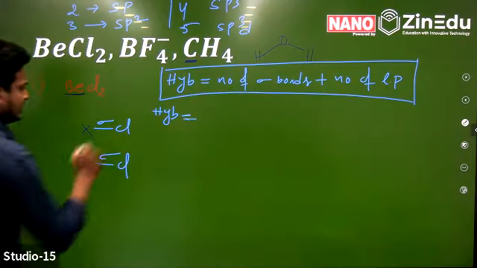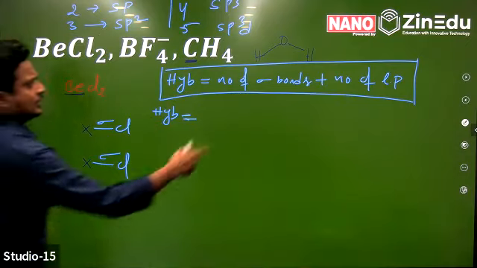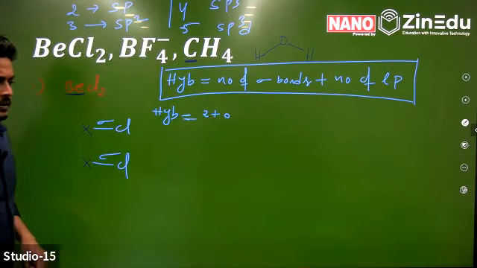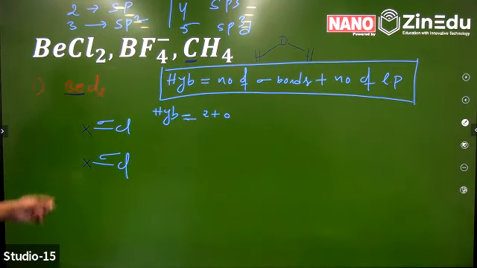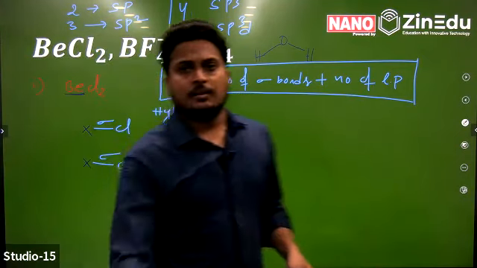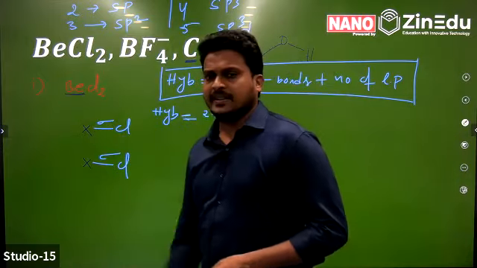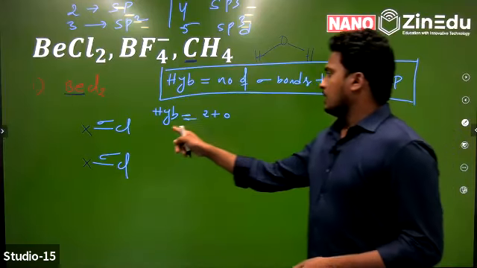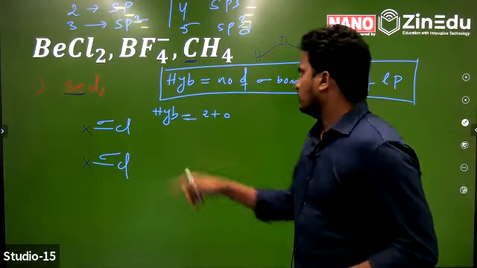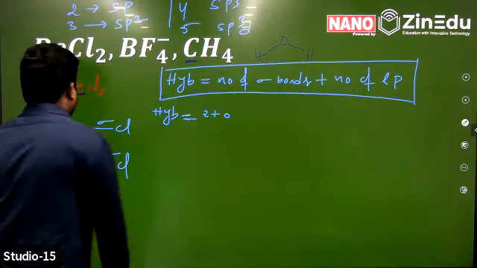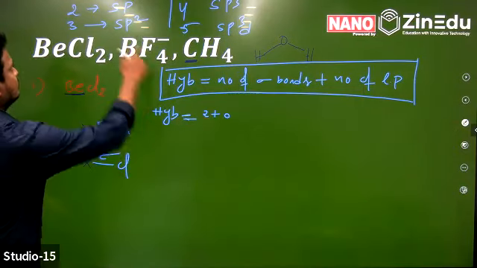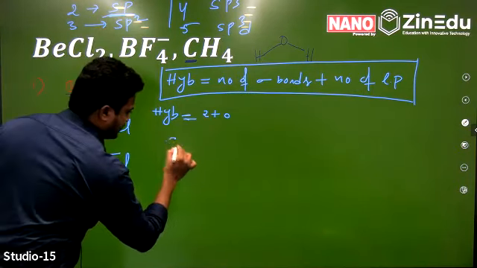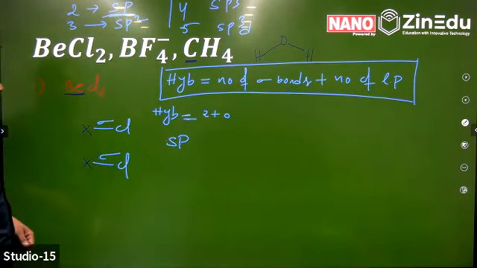Now see, hybridization equals number of sigma bonds, 2, plus number of lone pairs, 0. They ask questions like this: how many sigma bonds and how many lone pairs are there in beryllium chloride BeCl2? Number of lone pairs is 0. Number of sigma bonds, or bond pairs, is 2. Sigma bonds are also called bond pairs. So total count 2. What is the hybridization? sp. If the total count is 2, the hybridization of the molecule is sp.